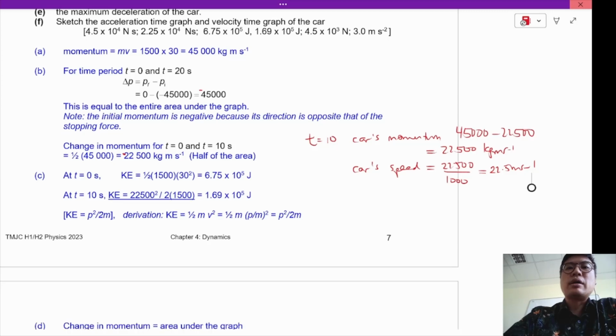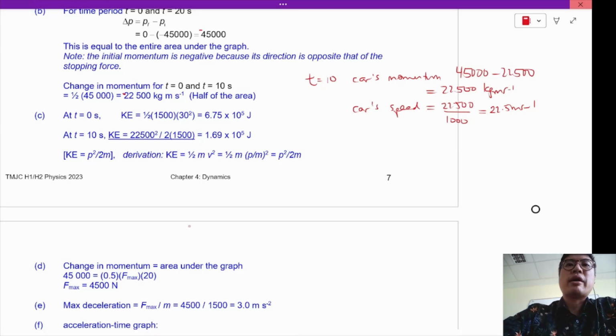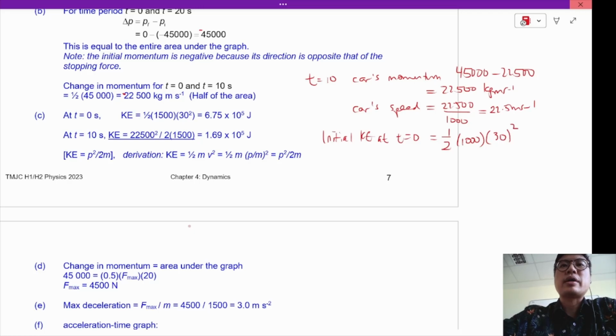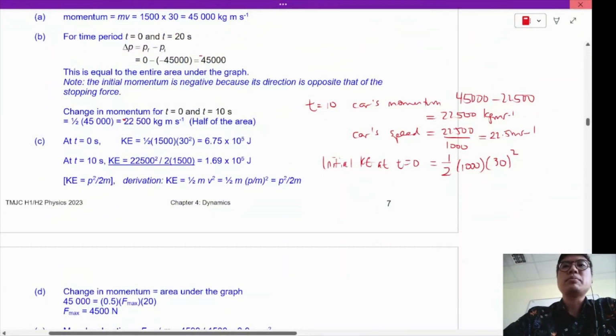So what we can do now is work out the kinetic energy, the initial kinetic energy and the final kinetic energy. So initial KE at t equals 0 is equal to half m v squared, and the v will be 30 squared. Wait a minute, this car is 1500. Oops, let me just change these values.